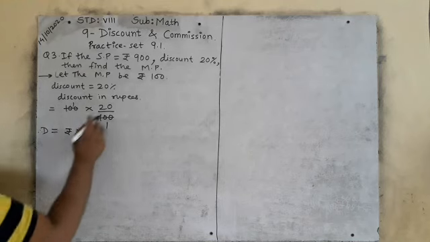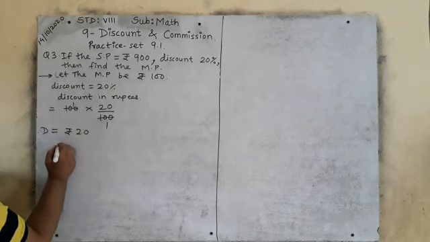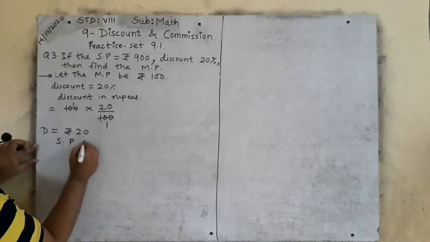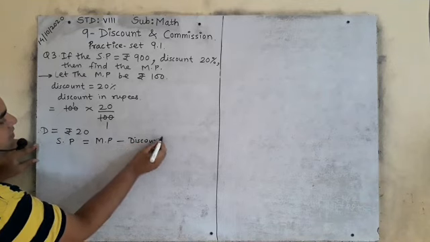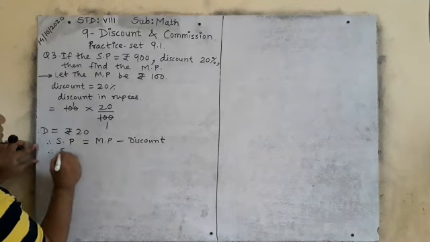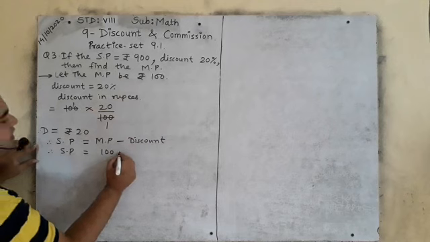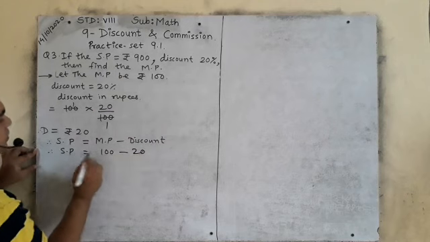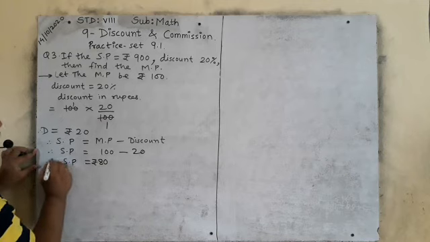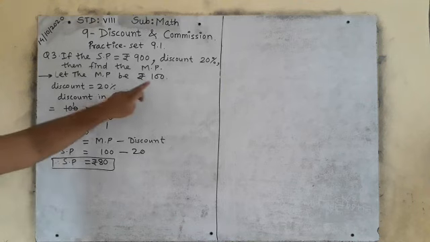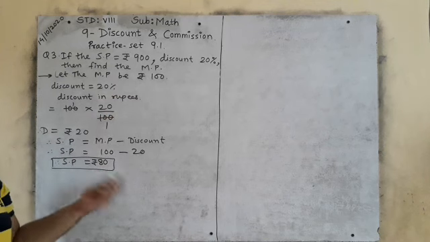Okay. Now we will find out the selling price. Selling price is equal to mark price minus discount. So selling price is equal to mark price 100 minus discount. We have considered here mark price is 100 and discount in rupees you got 20. So selling price is rupees 80, right? Selling price is rupees 80. So this 100 is artificial, imaginary 100, and this 80 is also imaginary.